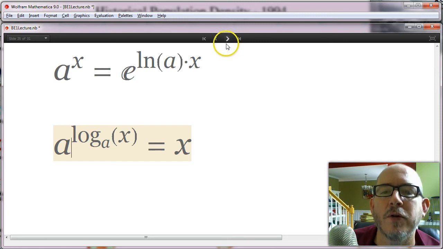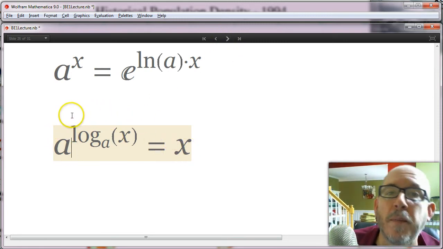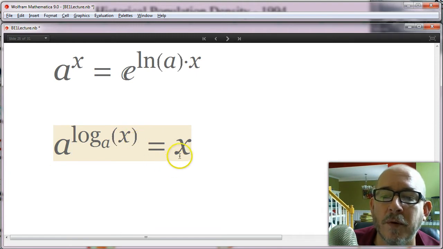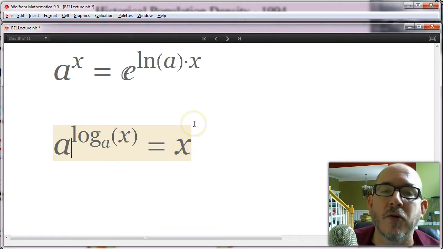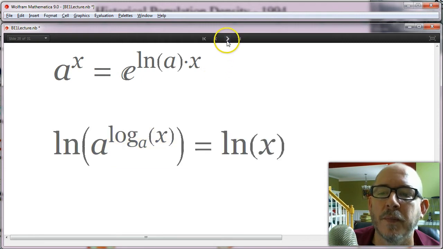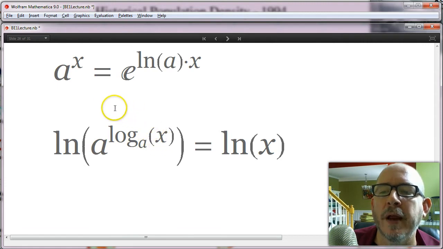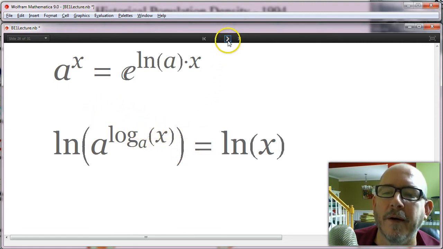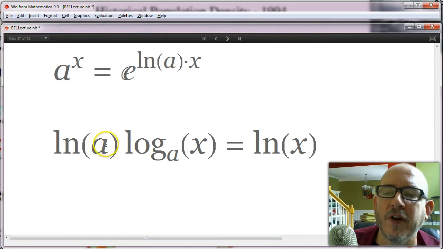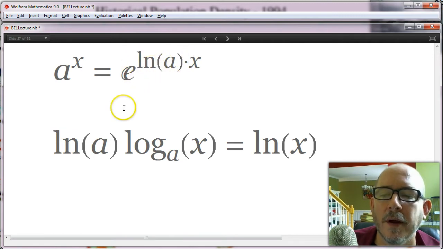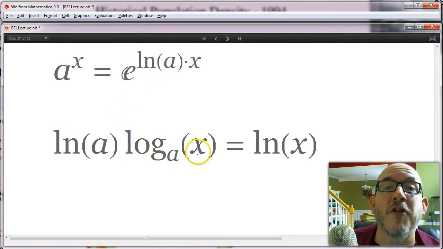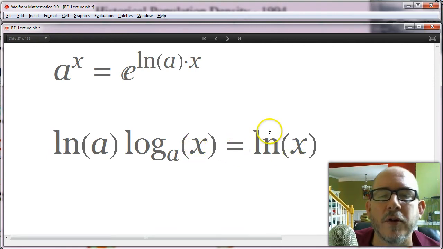Okay. Now what do we do? Well, I'm going to take the natural log of both sides. So this is a positive number, this is a positive number. I can take the natural log of both sides and they're the same number. And I'm going to now apply the same rule I just applied up here. I'm taking the log of a number to a power, so I can bring that power down. So let's bring it down. And I'll have left over just the natural log of a, something we saw up here, times the log base a of x, the thing that we were trying to rewrite, is equal to the natural log of x.